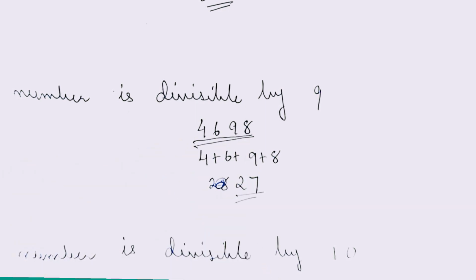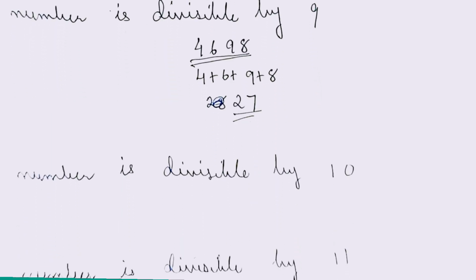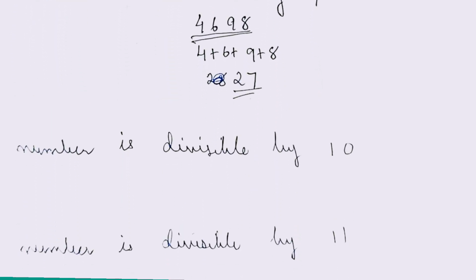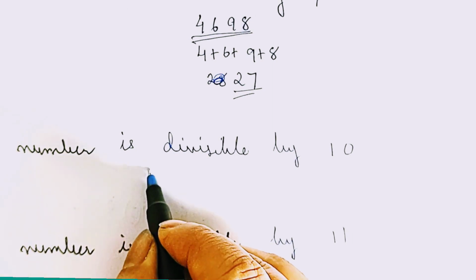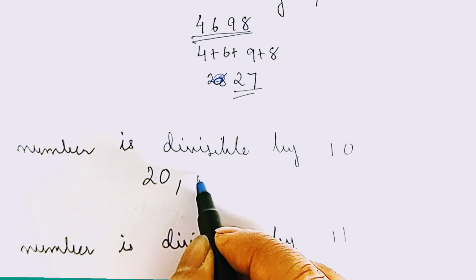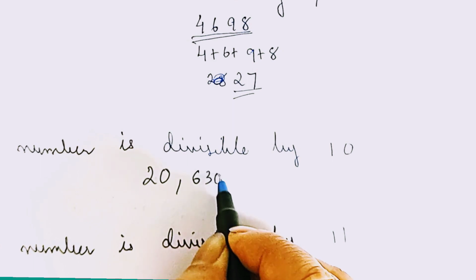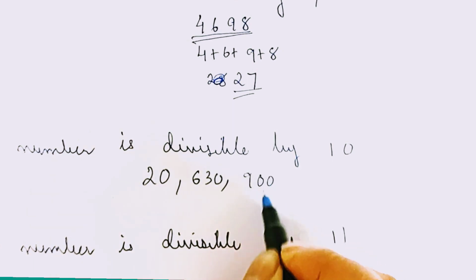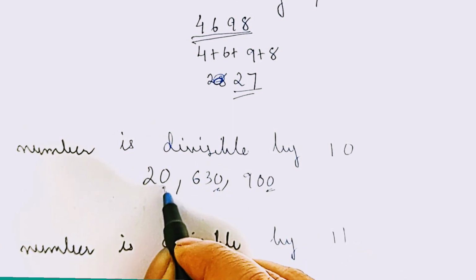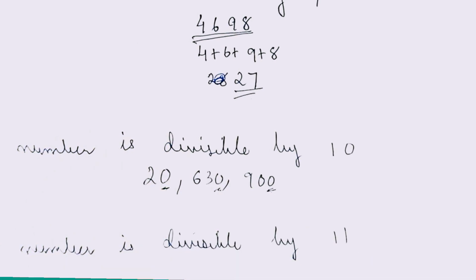Now if a number is divisible by 10 or not, it is very easy. All of you know that if any number has 0 in its unit place, it is divisible by 10. Now comes whether a number is divisible by 11 or not.